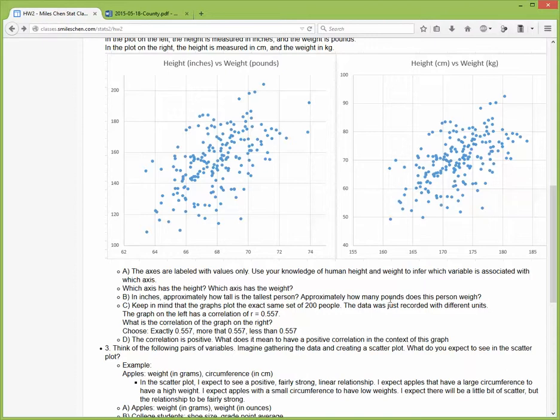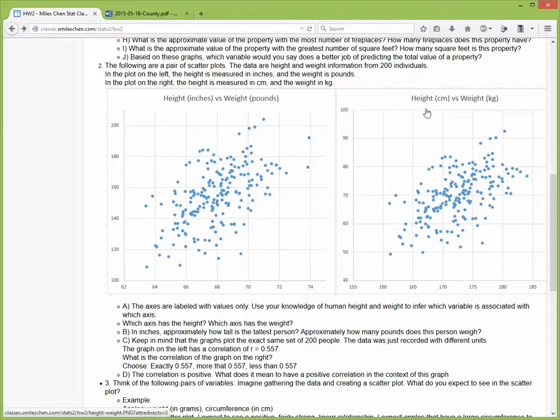All right, let's go over this. All right, so the axes are labeled with values only. Use your knowledge of human height and weight to infer which variable is associated with which axis, okay? So here, one is measured in inches and one is pounds and centimeters and kilograms, so it doesn't say which one is height and which one is weight. So for this graph, which one is height and which one is weight?